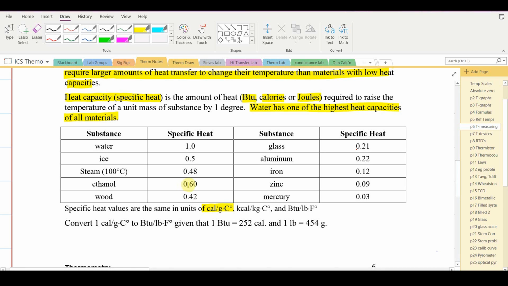Here's a nonpolar liquid, ethanol. Here's wood, with less than half the heat capacity of water now. And glass is only a fifth of the heat capacity of water, and metals are generally even less than that. Look at mercury. Mercury has a heat capacity 30 times less than that of water. So if you have a mercury bulb sensor in a thermometer, it does not require much heat to cause its temperature to change because it has a low heat capacity. It's not going to disturb the temperature of the sample much, or minimally so.